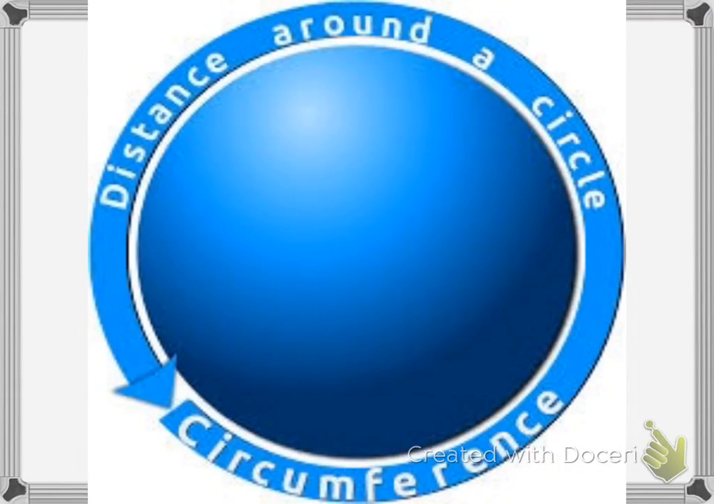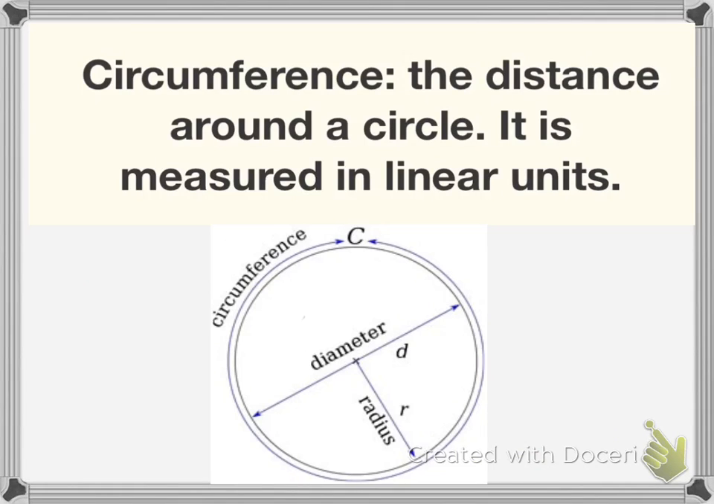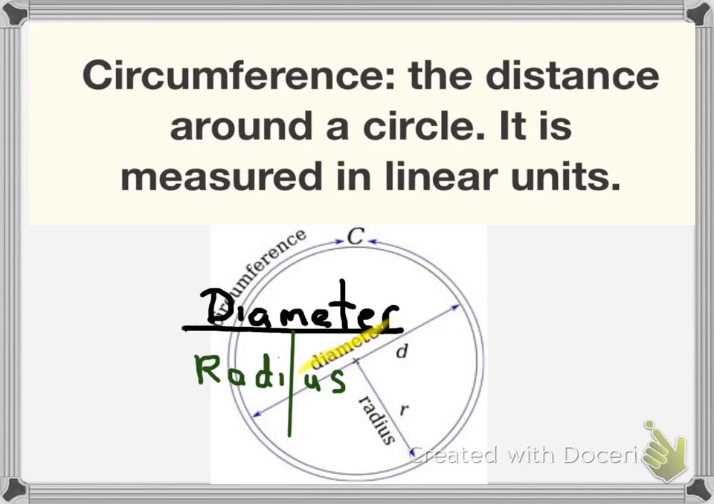Today's lesson will be on finding the circumference of a circle. The circumference is the distance around a circle, and we measure it in linear units. You'll notice on this diagram we've included some of the terms we're going to need to know to find the circumference. The diameter stretches across the circle through the midpoint, and the radius goes from the midpoint to one end of the circle.